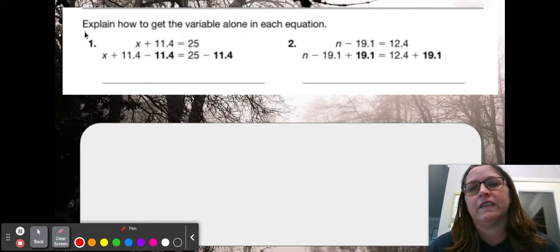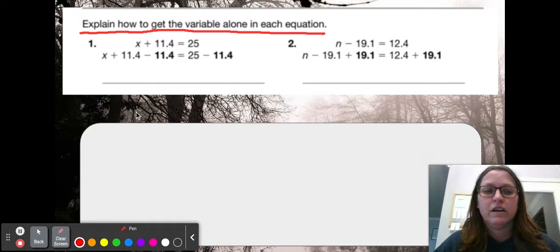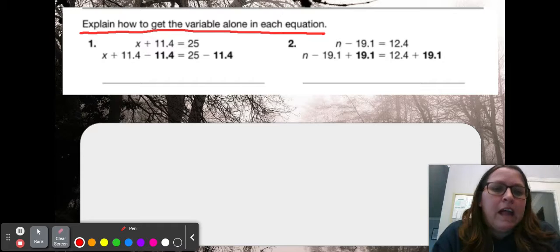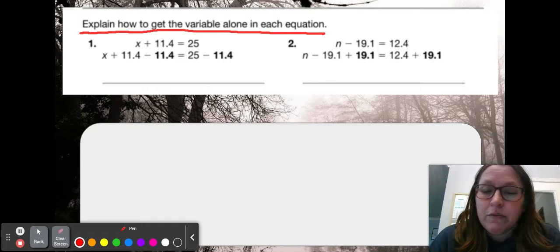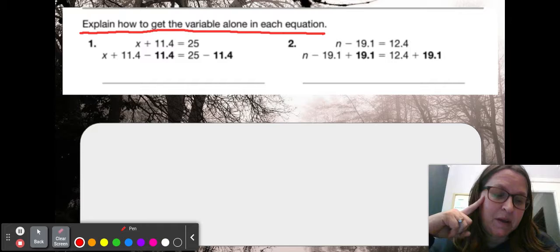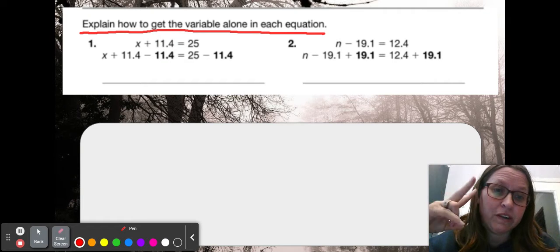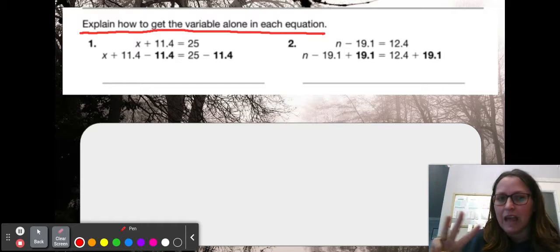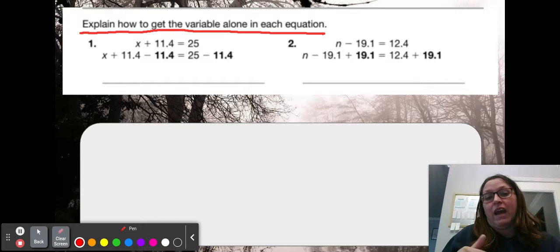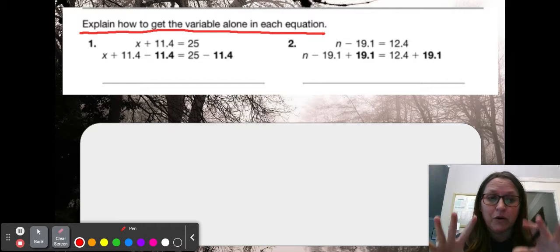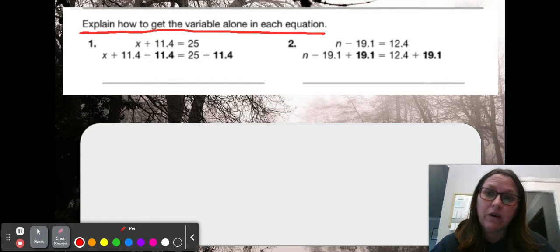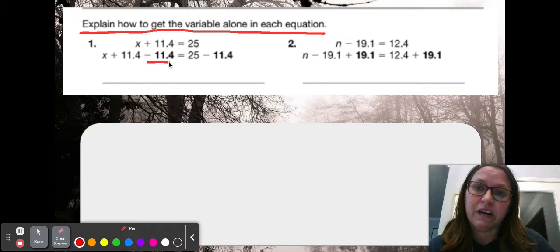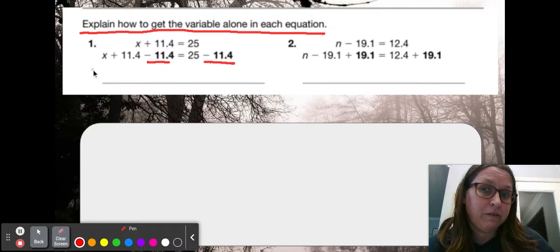First, this one right here says explain how to get the variable alone. This one we don't have to solve, just how to get the variable alone. With this one right here, we ask our 3 questions. Number 1, what's my variable? My variable is x. Number 2, what are they doing to the variable? They are adding 11.4 to x. Number 3, how do I do the opposite? Well, if they're adding 11.4, I need to subtract 11.4, but I have to do it to both sides. So right here, you can see they're subtracting 11.4 here, and they're subtracting 11.4 here.